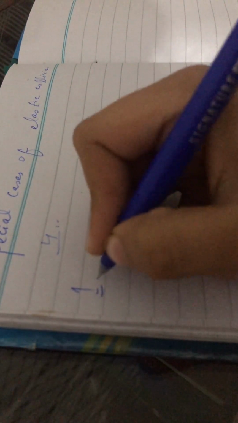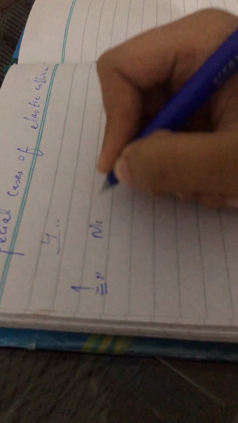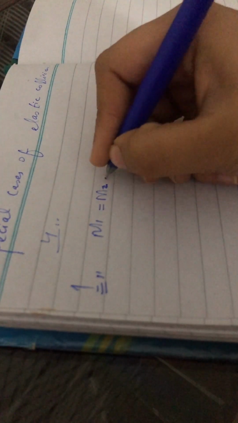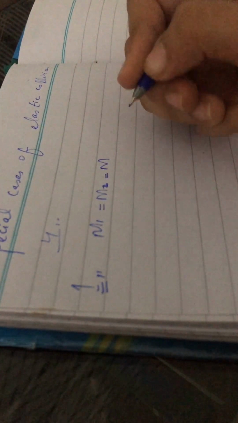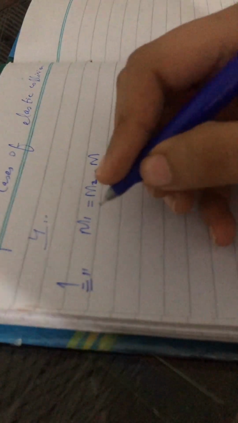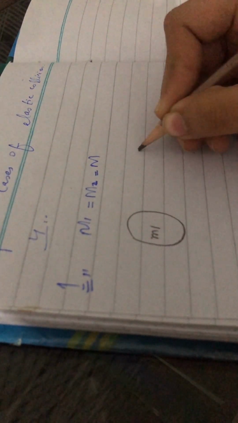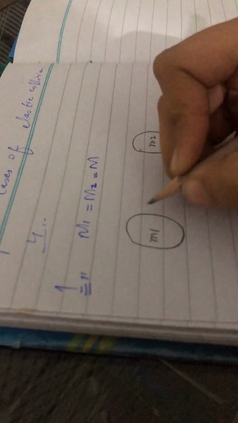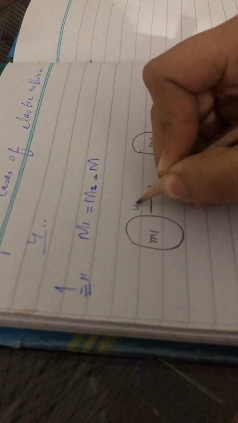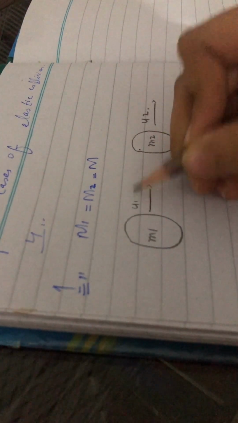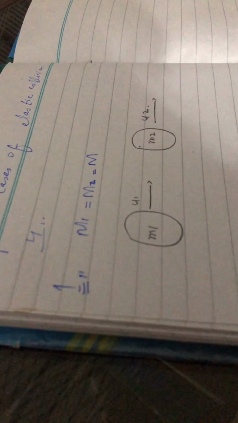If we talk about the first case, what is the first case? That if m1 is equal to m2, or equal to m. So what will happen? Suppose this is a mass m1 and this is a mass m2. This m1 is moving with the velocity u1 and this m2 is moving with the velocity u2. This is the initial velocity.